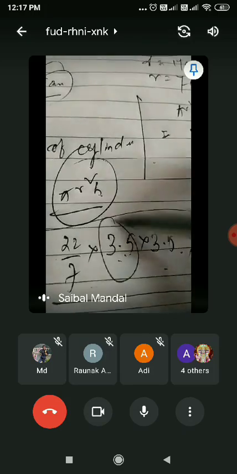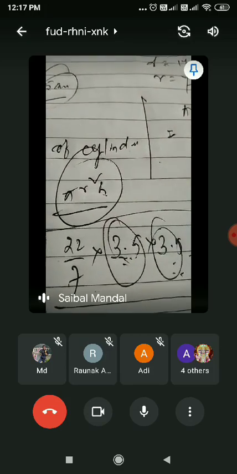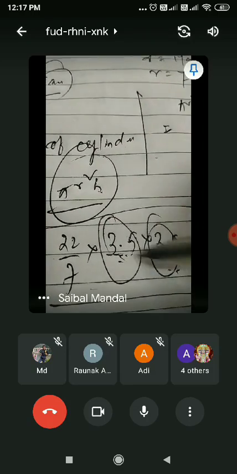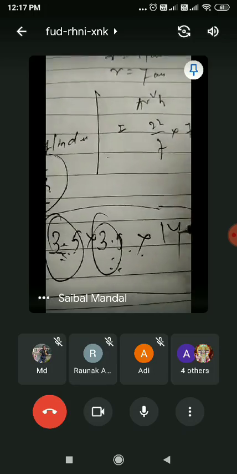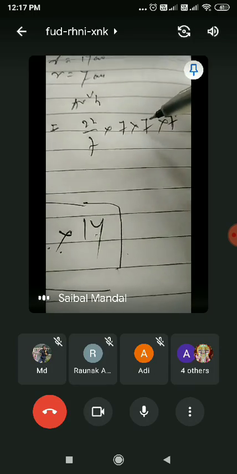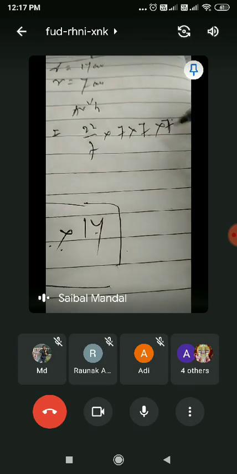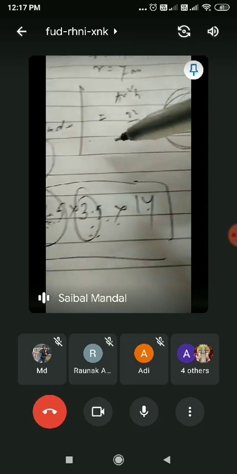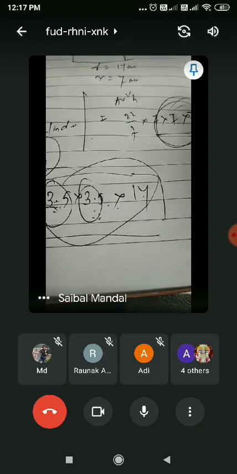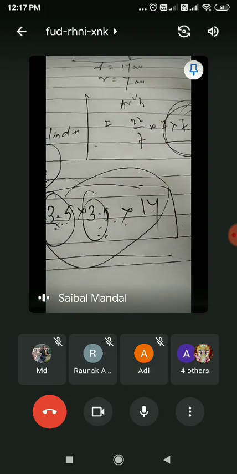3.5 and 3.5. The product of this number with 14, and the product of 7, 7 and 7. Which one will be larger? This one or this one? Just go for assumption.